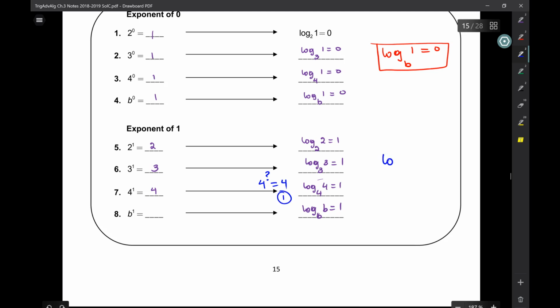So it doesn't matter what the base is. If this value is the same, then what's the exponent to get there? It's always 1. Okay?